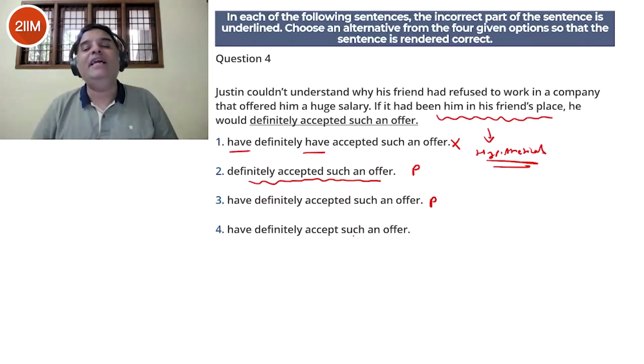He have definitely accept such an offer. Now let's look at this as well. He would have definitely accept such an offer. The difference between 3 and 4 is this is accepted, this is accept. Let's park this as well.